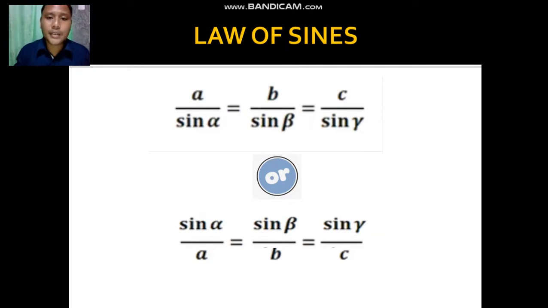Having that orientation in mind, let me present to you the formulas related to the law of sines. This is formula 1. This is formula 2. You can choose one of these formulas to solve the missing measure of an acute angle or a side.